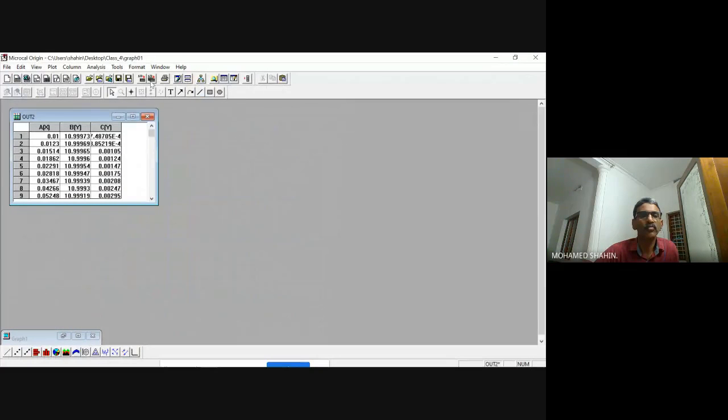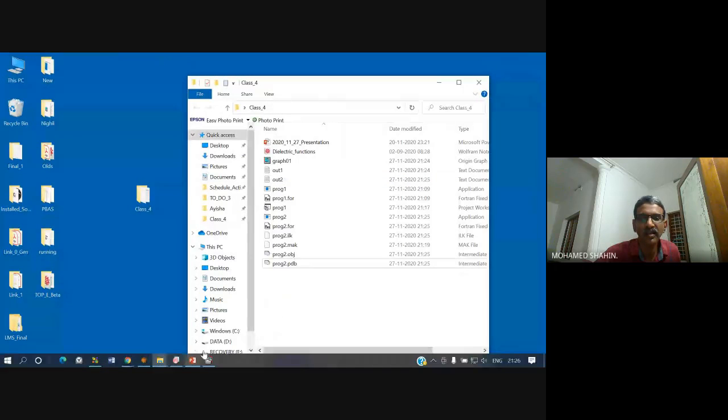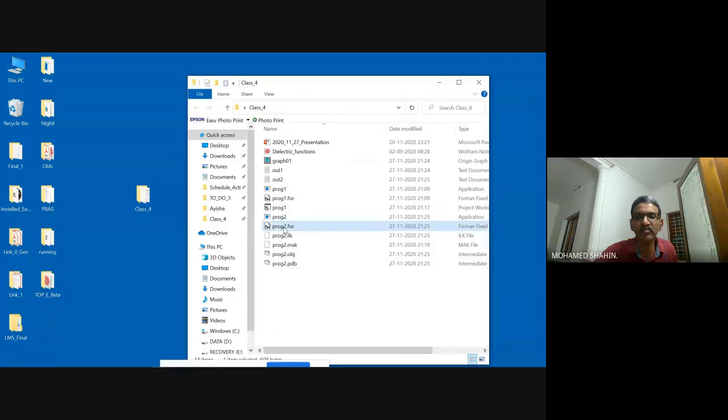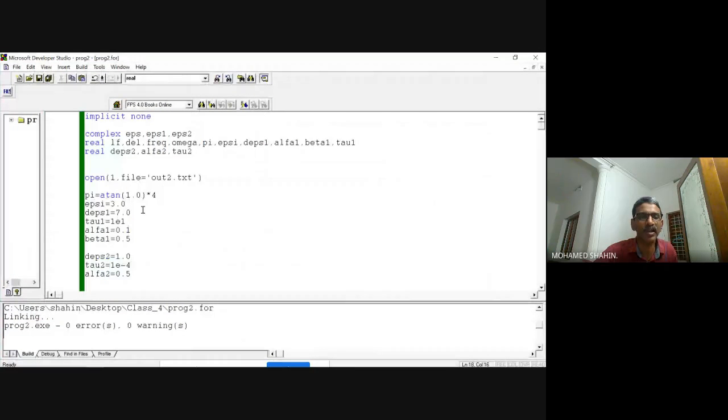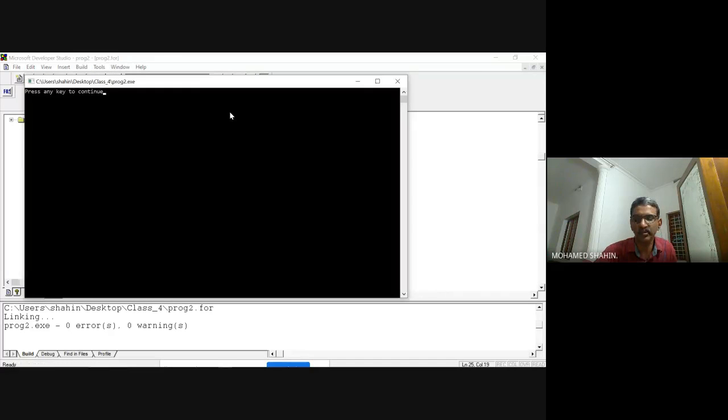Now you import the file out to get a much better graph. These are all for clarity purposes. What I am doing is plotting the graph from 10 raised to minus 4 to 10 raised to 9. I am accounting for a very broad frequency. Rebuild all, build, execute to get an idea.